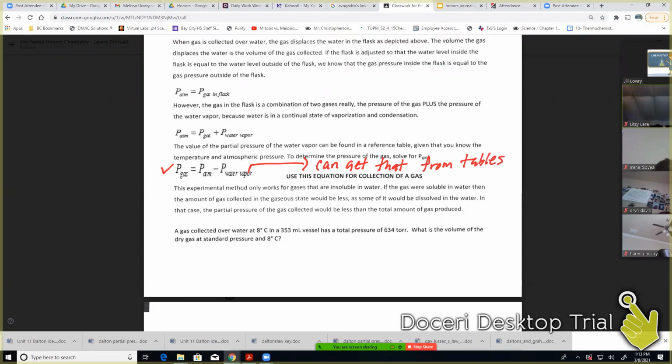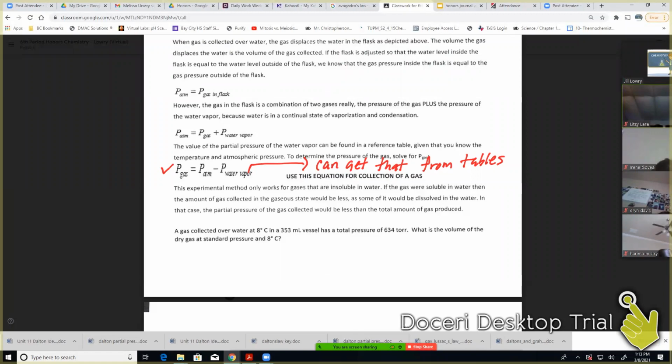So while I'm kind of making this into a small thing, there is an application in industry where this really does work. They don't have to go and figure the pressure of the water vapor every time. They can just pull out a table, and depending on what temperature it is, they can look up the pressure of the water vapor. And it also can be in different units too. This experimental method only works if the gas is insoluble in water, because if it dissolves in the water, then you end up losing some of the gas that you're actually trying to collect.